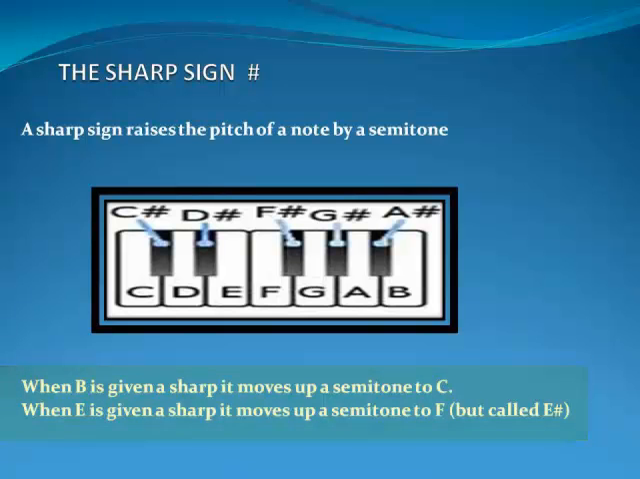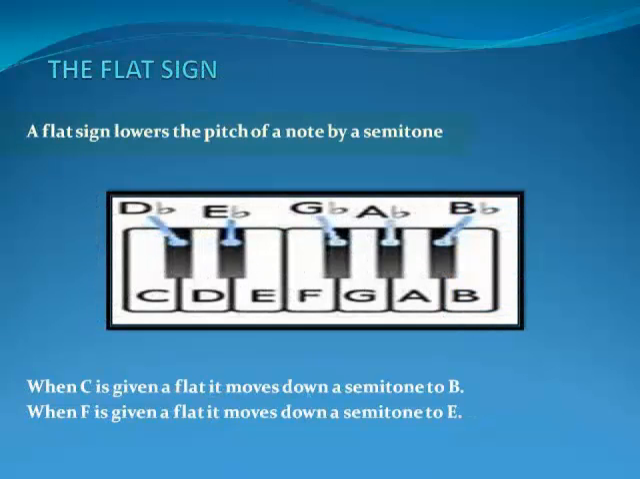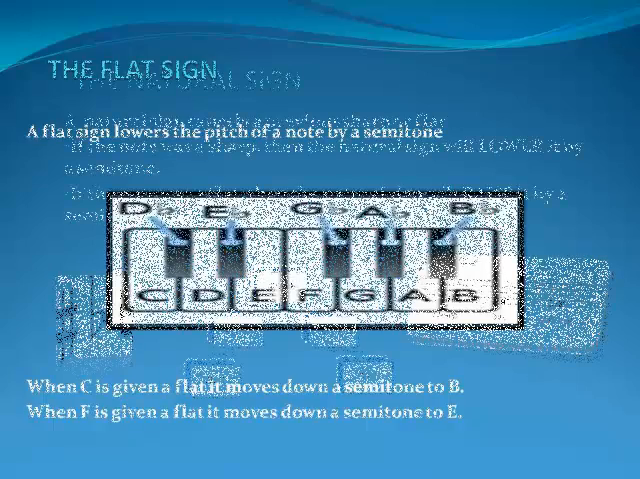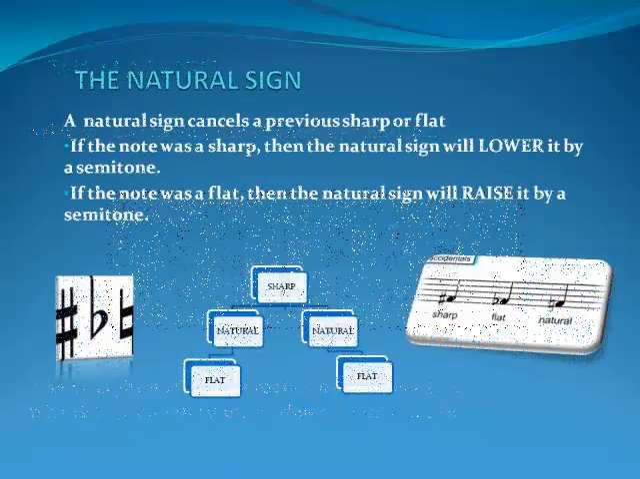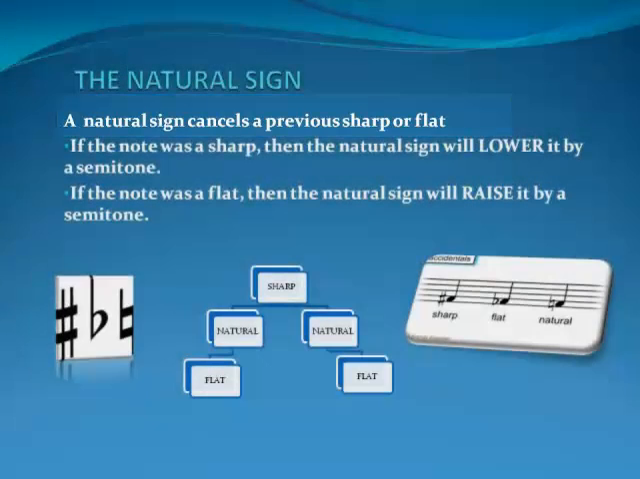A flat lowers the pitch by a half step or semitone. So when C becomes C flat, it's the enharmonic equivalent of B. When F becomes F flat, it's the enharmonic equivalent of E. The natural sign cancels out any previous sharp or flat in the given measure. A natural can also cancel a sharp or a flat that's in the key signature, but only for that measure.